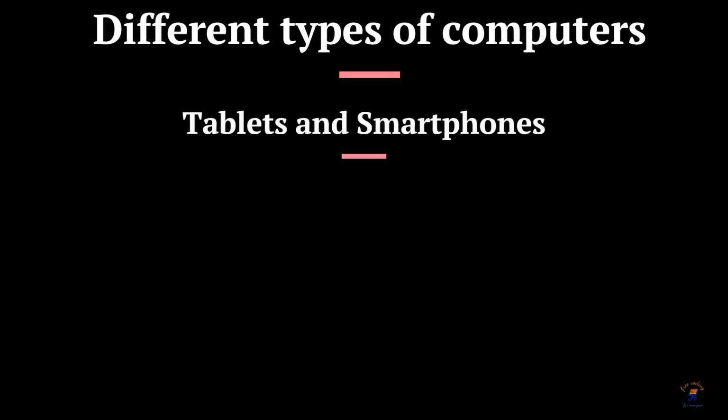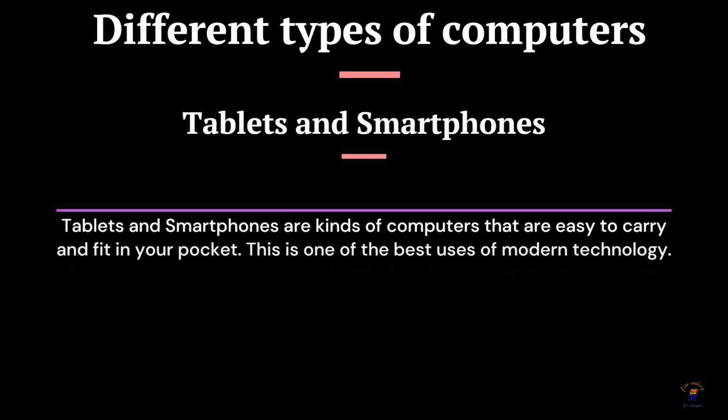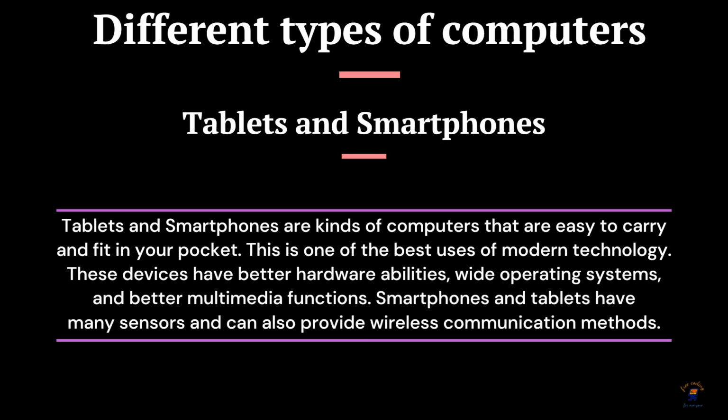Tablets and smartphones. Tablets and smartphones are kinds of computers that are easy to carry and fit in your pocket. This is one of the best uses of modern technology. These devices have better hardware abilities, wide operating systems, and better multimedia functions. Smartphones and tablets have many sensors and can also provide wireless communication methods.